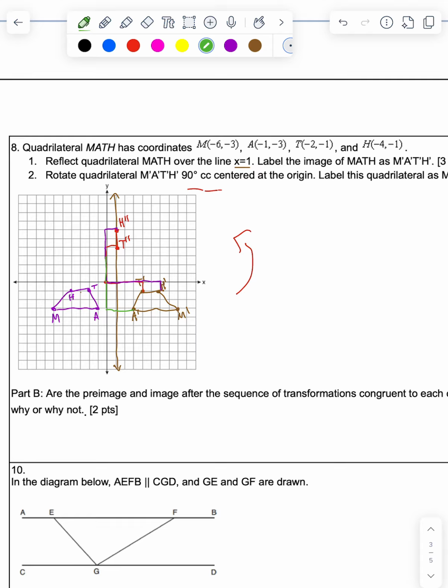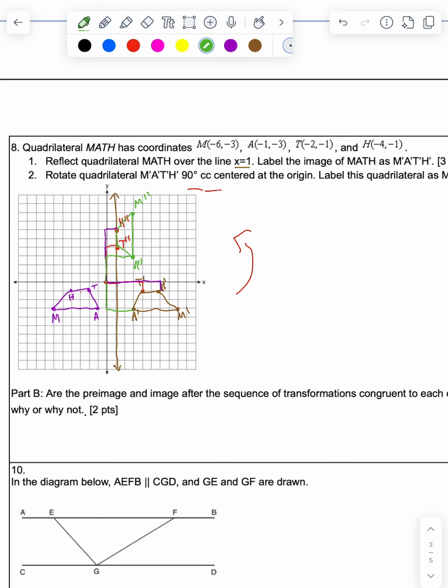1, 2, 3. 1, 2, 3. And once I have A double prime, the distance between A and M is 1, 2, 3, 4, 5 spaces. So I could just dot where M double prime should be. There we have it, the rotated quadrilateral. So just make sure that you count the spaces from the center and just make sure the distances are the same.